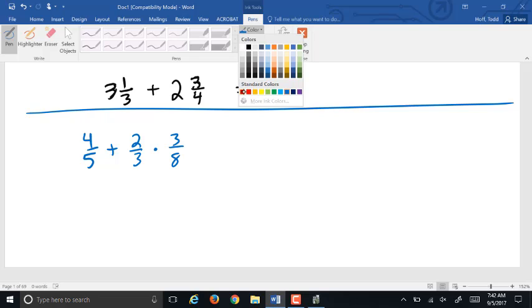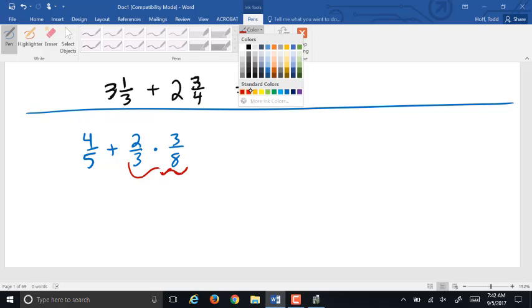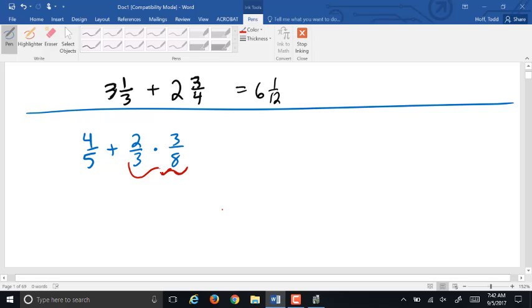In a problem like this, what would we do first? We'd have to do the multiplication, 2/3 times 3/8. Now, in that multiplication, there's a lot of cross canceling that can be done. The 3's, of course, will divide out. 3 divided by 3 is 1 in both cases. 2 and 8 both divide by 2, which will give me 1 and 4. So 1 times 1 is 1. 1 times 4 is 4. We get 1/4.